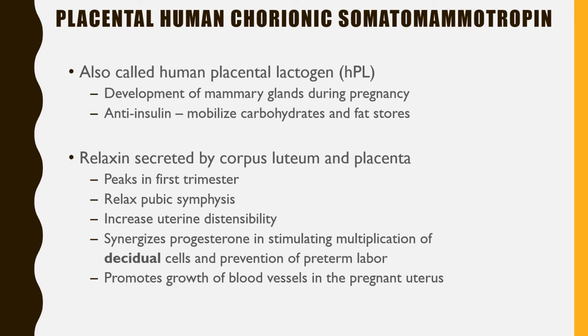Now, placental human chorionic somatomammotropin. It's a mouthful, all right? It's also called human placental lactogen, as I mentioned a few slides ago. And so this is being produced by the placenta as well. It helps the development of the mammary glands, so it works in conjunction with estrogen and progesterone in that fact. All right, it has anti-insulin properties. So these are valuable because it's going to increase and mobilize carbohydrates and fat stores since there's a large energy requirement now for the mother and for the fetus.